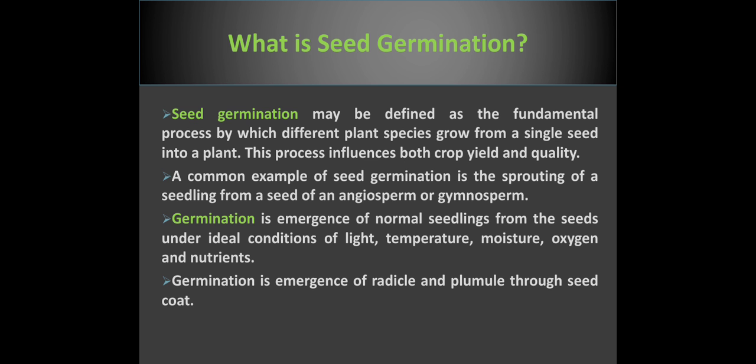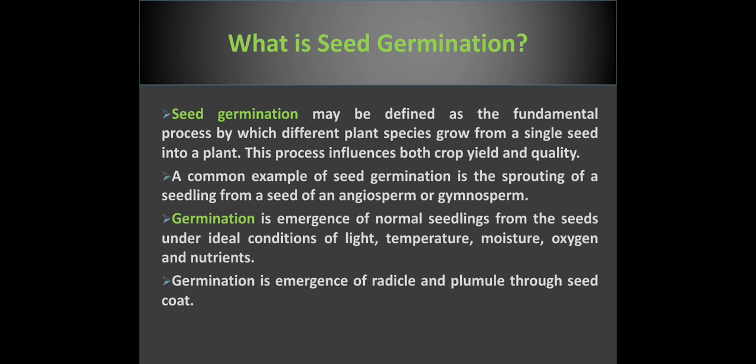What is seed germination? Seed germination may be defined as the fundamental process by which different plant species grow from a single seed into a plant. This process influences both crop yield and quality. A common example of seed germination is the sprouting of a seedling from a seed of an angiosperm or gymnosperm.